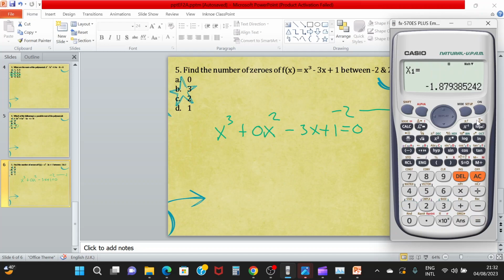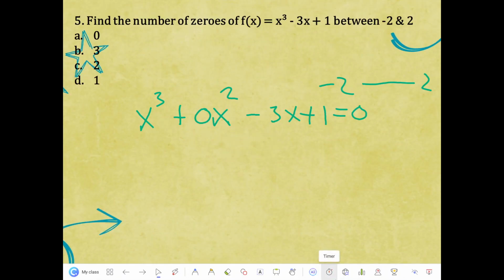So, we will have x sub 1 is negative 1.87. Sulat natin. Negative 1.87. Tandaan muna natin. And then, x sub 2 equal ulit 1.53. And x sub 3 is 0.347. Okay? So, tatlo lang. Ang lahat ng value na to ulit ay from negative 2 to 2. So, tatlo ang ating roots na between negative 2 and 2. So, the correct answer for this item is 3. And that is letter B.